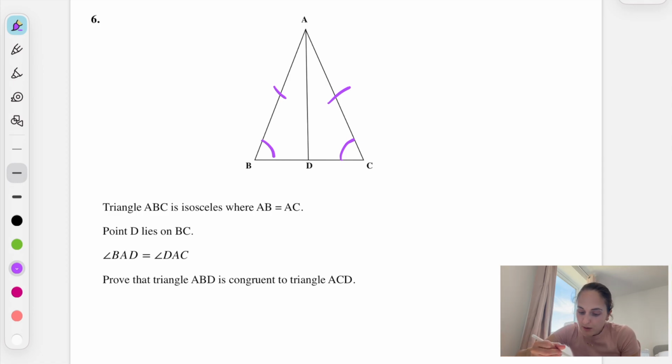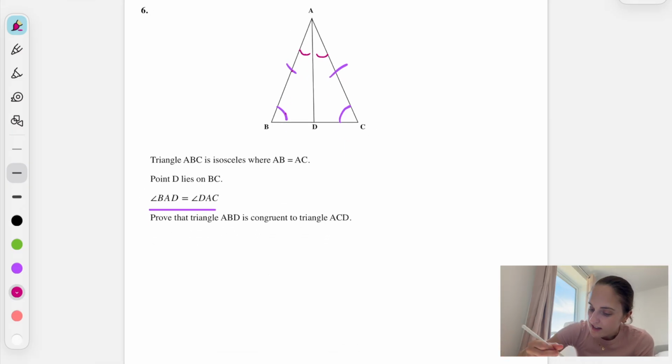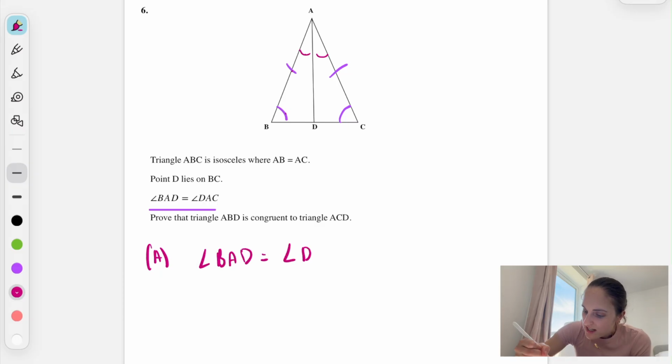We're also told in the question that BAD is equal to DAC. So we can say BAD, which is this angle, is equal to DAC, which is this angle. So now I've pretty much proven it. We've got angle, side, angle that are the same. So I need to basically put that into words. So firstly, I can say angle BAD is equal to angle DAC. And that's just because they've told us in the question, so I don't need to give a reason for that.